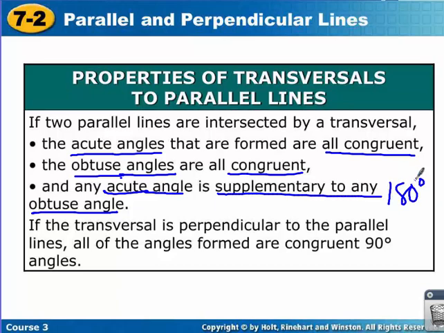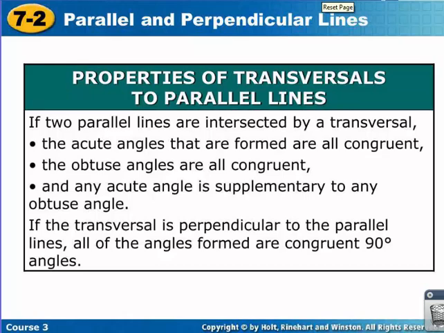So if the transversal is perpendicular to the parallel lines, in other words, if I've got parallel lines and they're perpendicular, okay, then the angles formed are all 90-degree angles. That's what this little box stands for. They're all 90-degree angles.